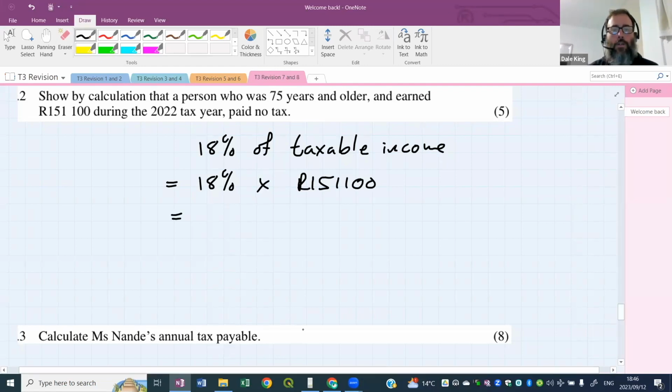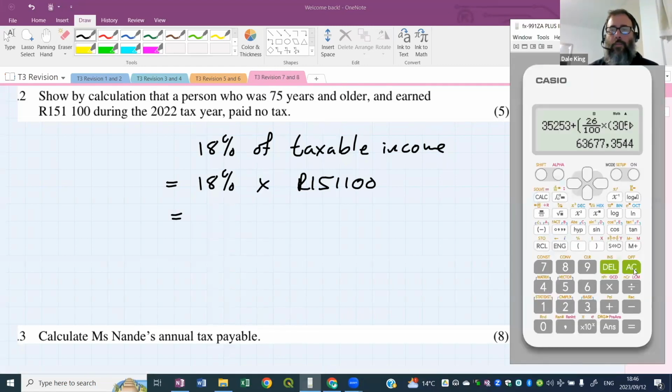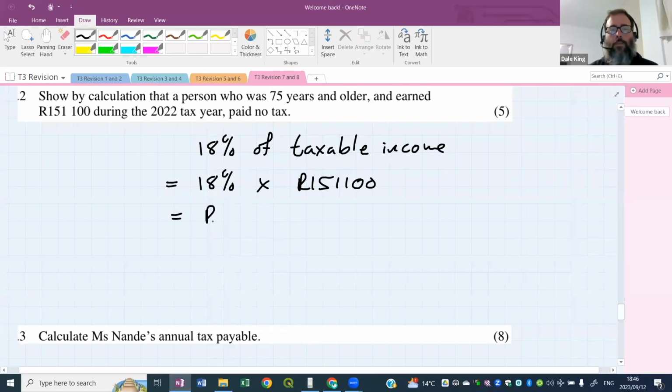Okay, so I'm going to quickly do that. 18% times 151,100 is 27,198. All right, what do I do with this?